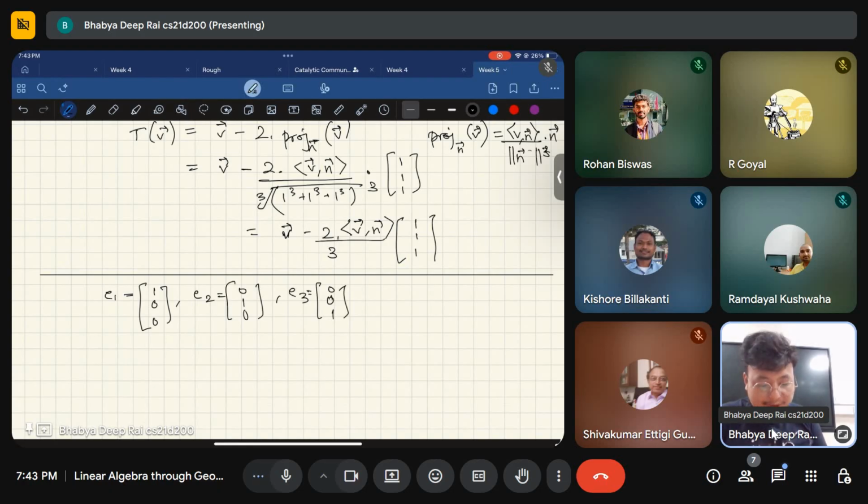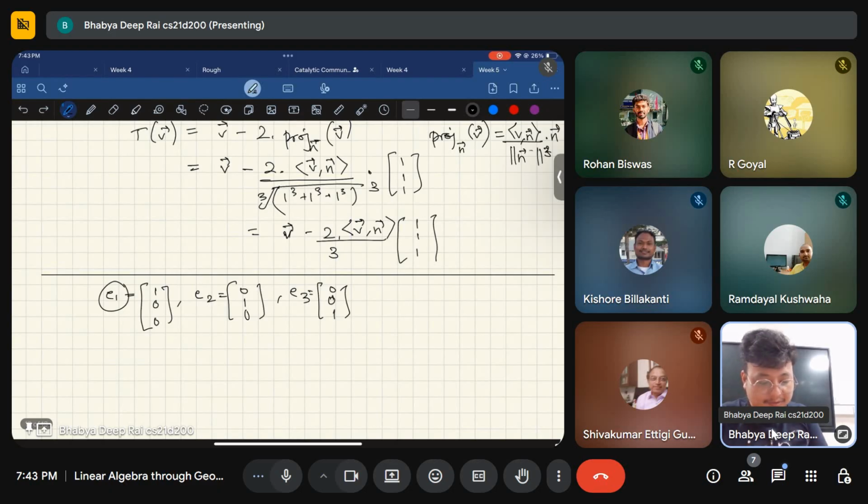Now what do you do? You take this as your v, and then get 3 column vectors. Club those column vectors together, you'll get a matrix, and that matrix is your transformation matrix. Okay, but why that happens, we'll come to that.